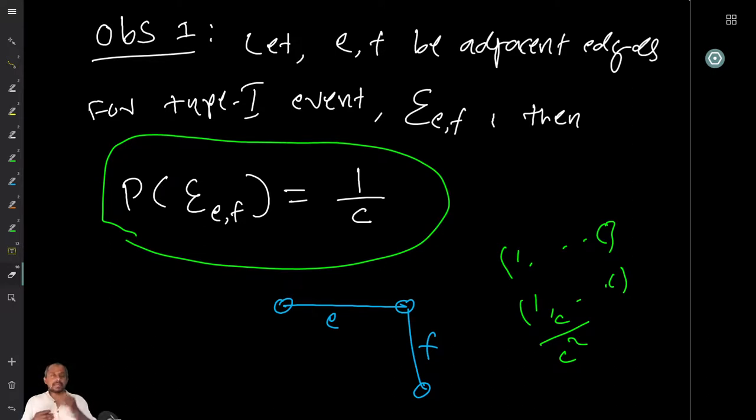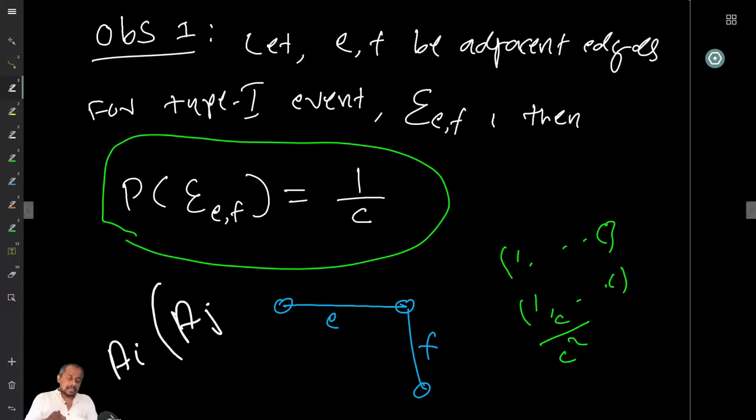Now, what I am going to do is say that an edge can be part of at most, let's say, this many number of type 1 events. It can be part of at most this many number of type 2 events. Suppose I get an upper bound for this. So an edge can be part of at most this many events. Now, suppose I am given an event AI and an AJ. I want to see how many events AJ can share edges with AI, so that they can be dependent.